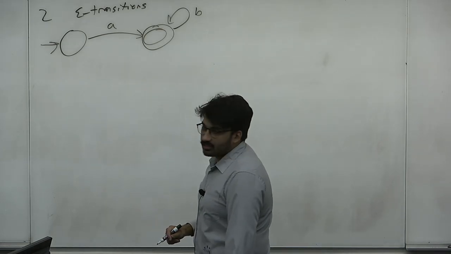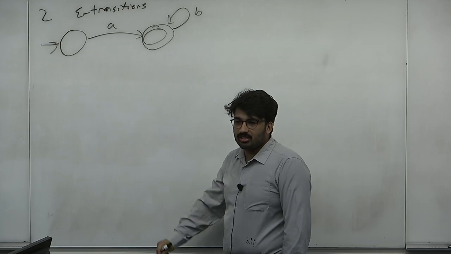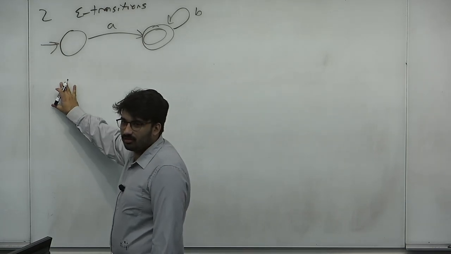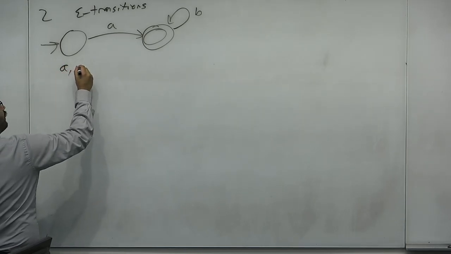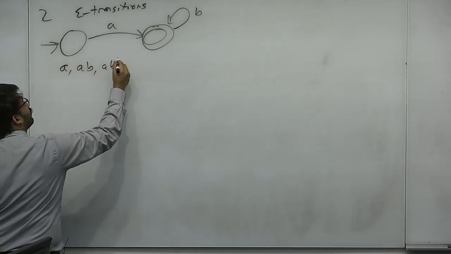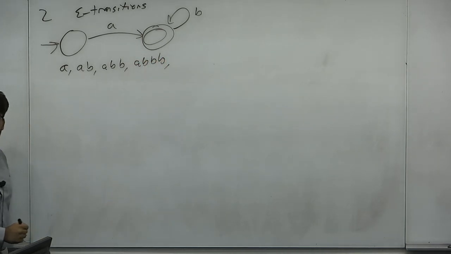Right? Something like this. Not every transition is defined. There's certainly some implicit rejection going on. What strings does this accept? It accepts A, AB, ABB, ABBB, right? And so on. It only accepts strings of that form, right?